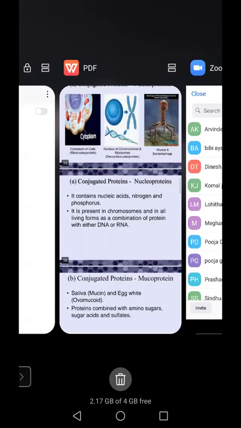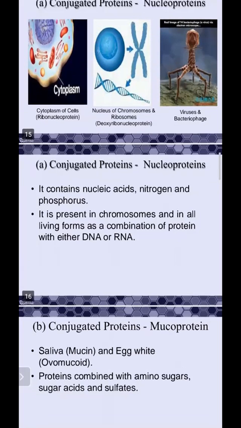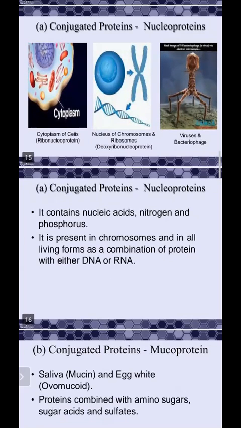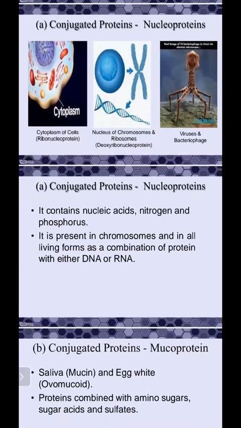So here we'll move toward conjugated protein. In conjugated protein, we get amino acids as protein molecules and also some non-protein molecules. Here you can see cytoplasm, the nucleus of chromosomes and ribosomes, viruses and bacteriophage. If someone asks you which kind of protein is in nucleic acids, simply tell them conjugated proteins, because upon hydrolysis they give amino acids as well as a non-protein molecule.